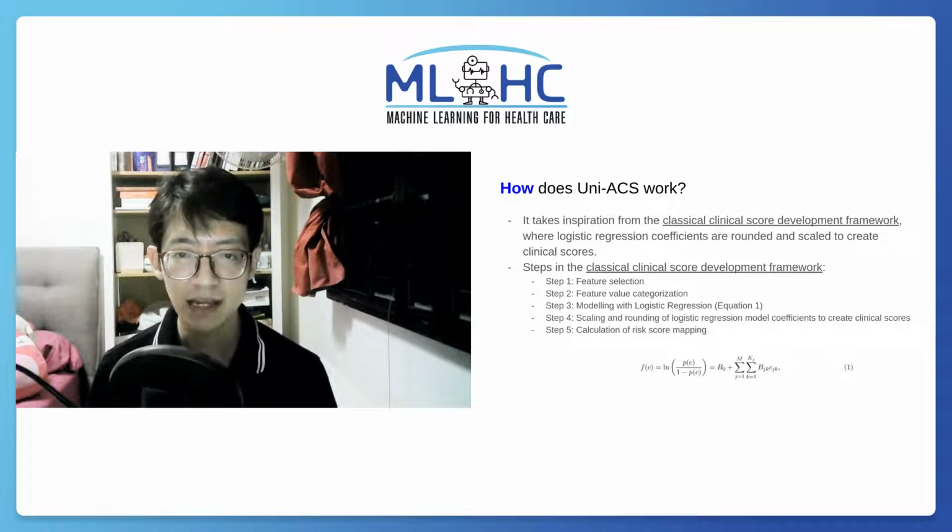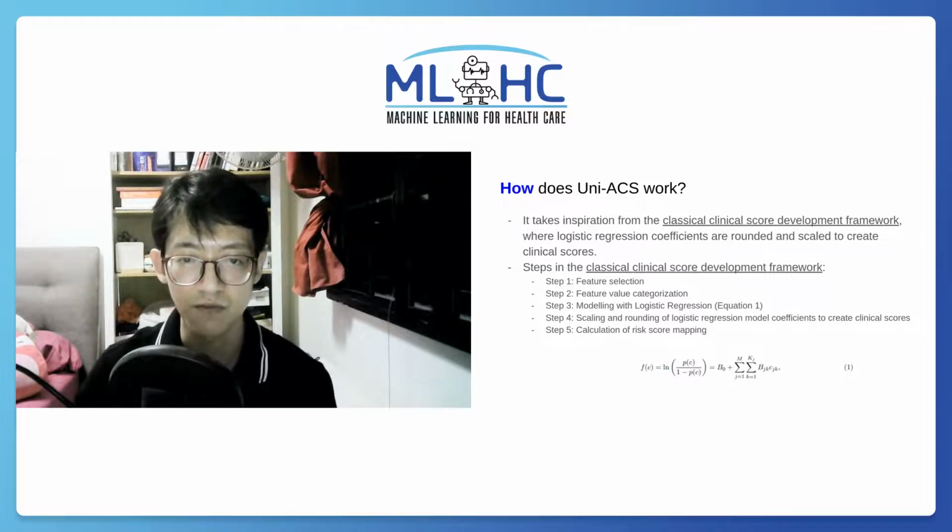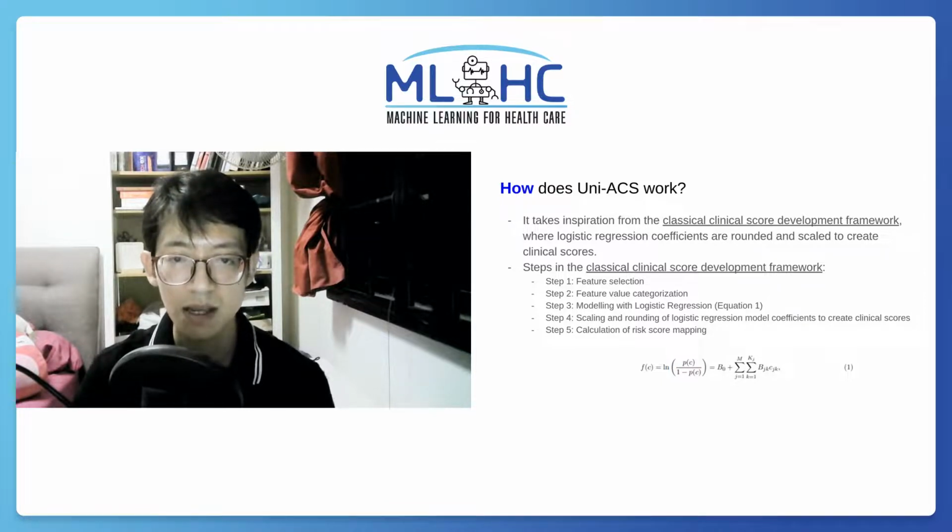Uni-ACS works by taking inspiration from the classical clinical score development framework. There are 5 steps as part of this classical framework. 1. Feature selection. 2. Feature value categorization. 3. Logistic regression modeling. 4. Scaling and rounding of logistic regression model coefficients to create clinical scores. And 5. Calculation of risk score mapping.